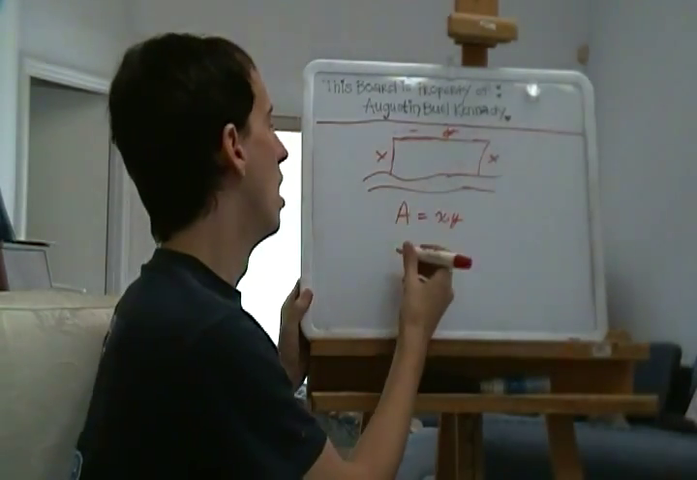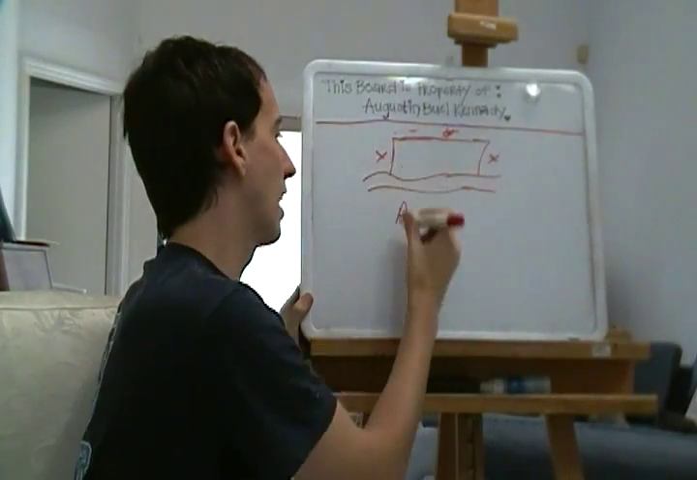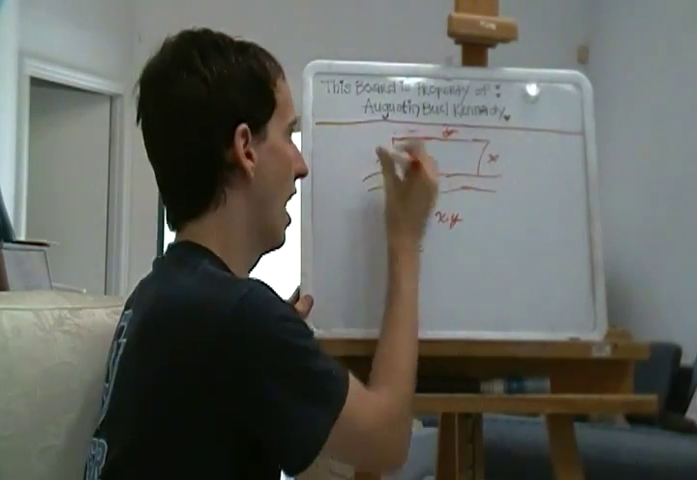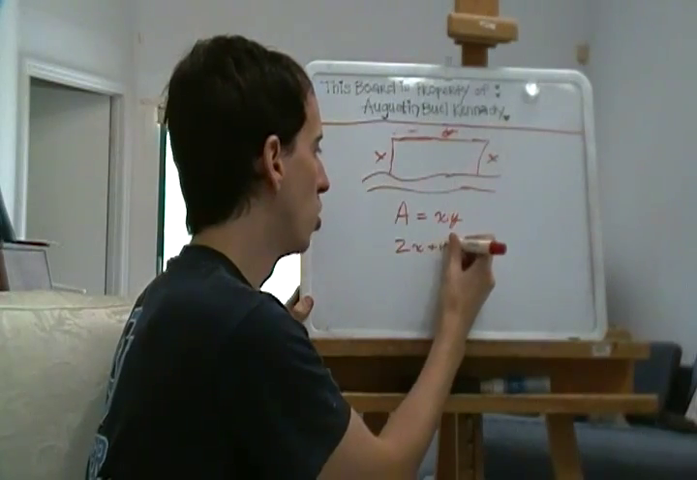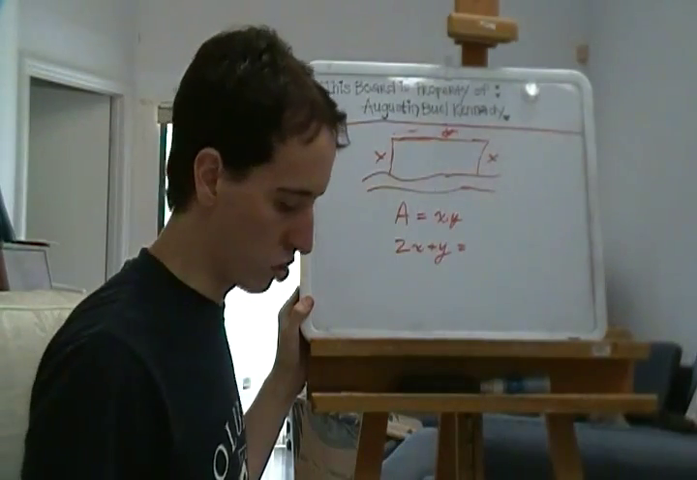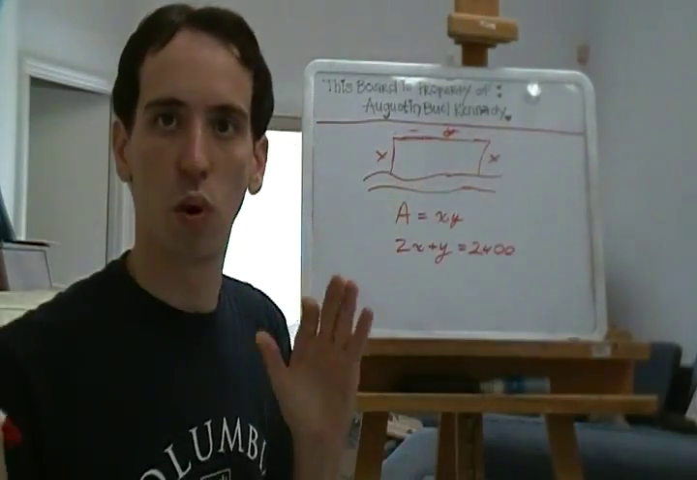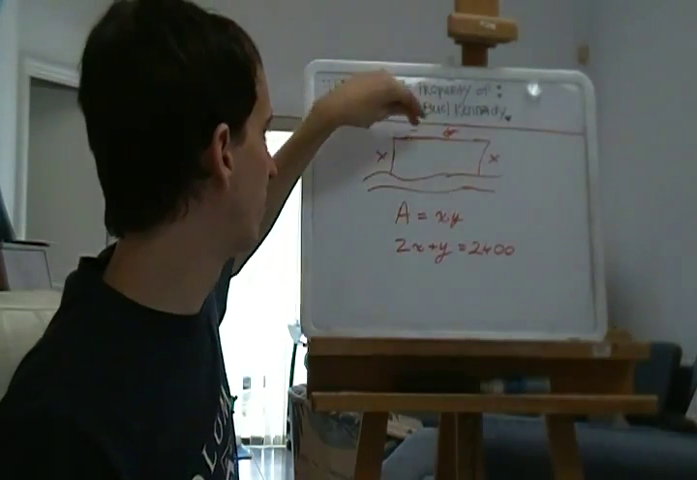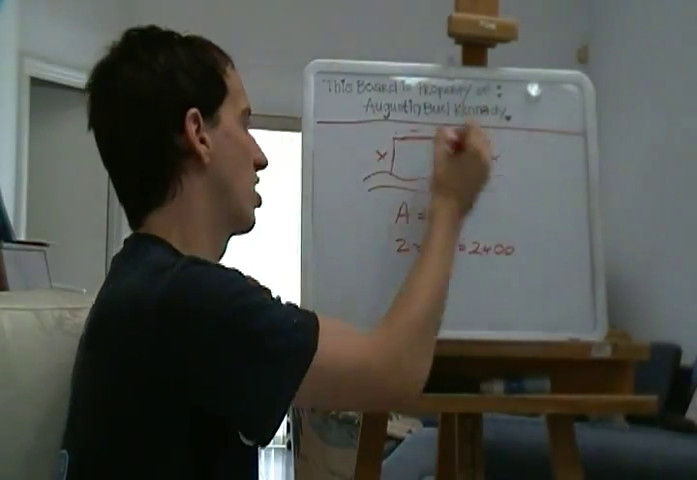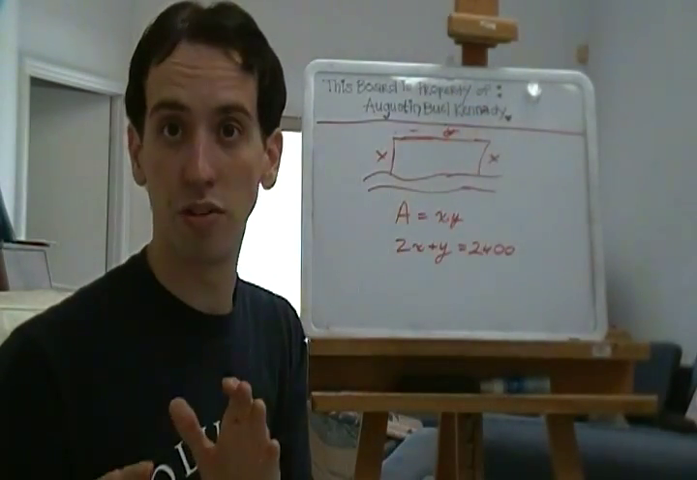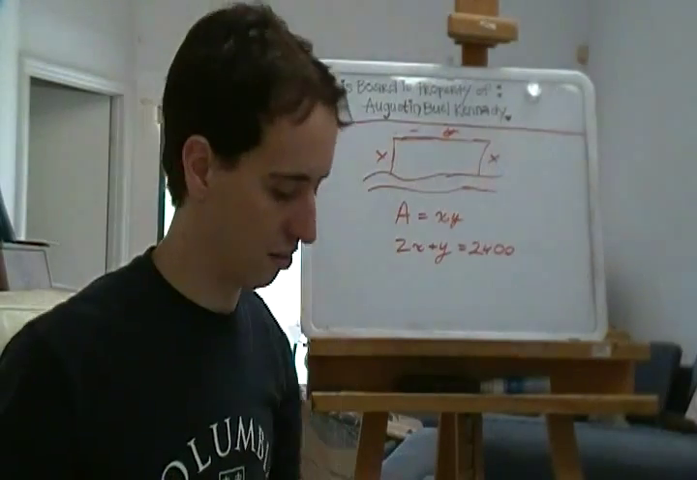Now, what do we know? Well, we know that we have x, 2x, x plus y, 2x plus y equals 2,400. We've got 2,400 feet to build one side, two sides, three sides. So 2x plus y equals 2,400. With me so far? Good.